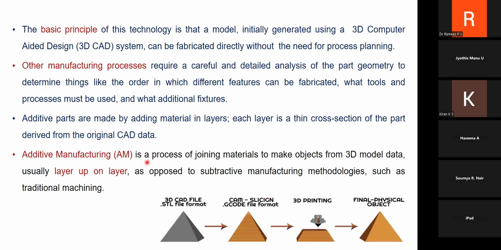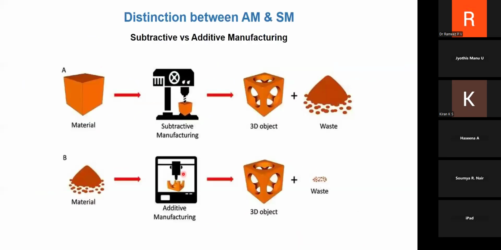Additive manufacturing is a process of joining materials to make objects from 3D model data, usually layer upon layer, as opposed to subtractive manufacturing, such as traditional machining. As you know, in subtractive manufacturing, what normally people will do is remove the material, right? So this picture will give you clarity about the difference between additive and subtractive. Most of you know about this, but just a recap.